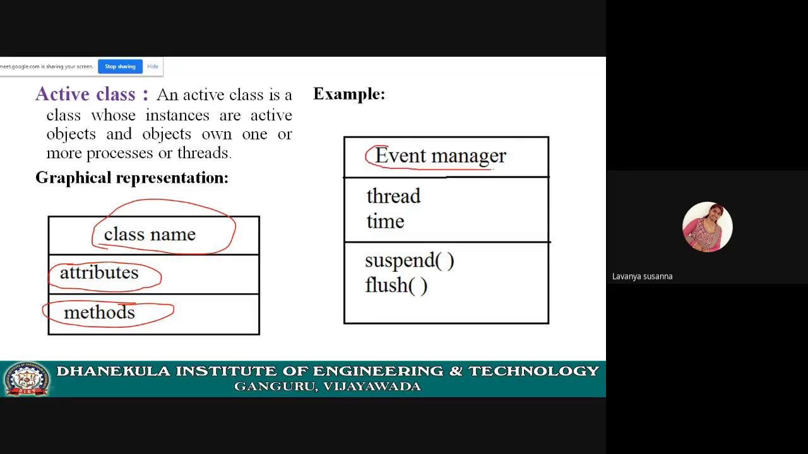This is an example: Event Manager. The name of the class is Event Manager. Attributes are threads. There will be several threads. This is heavy. Several threads, timing. These are the attributes. Suspend is a method. Flush is a method. Just an example. I hope you understood active class.